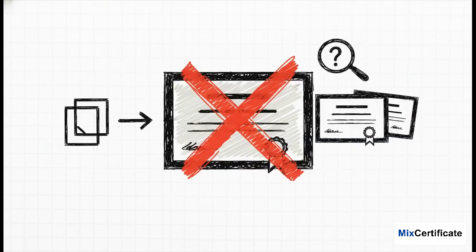And what about Canva? Well, the answer here is pretty simple. There is no verification system at all. A certificate made in Canva is just a design file, like any other picture. There's no built-in way to prove it's authentic, period.